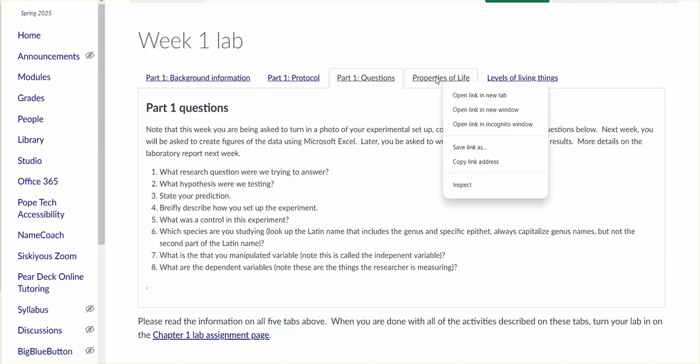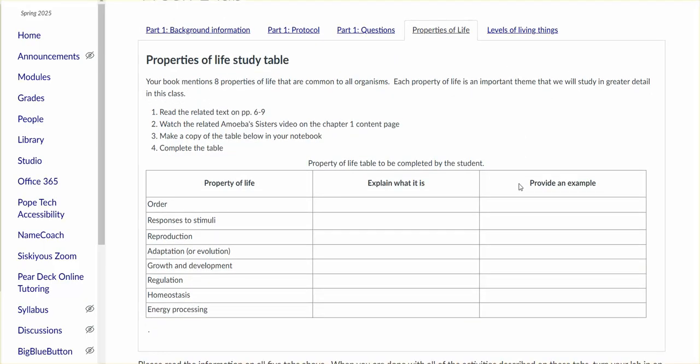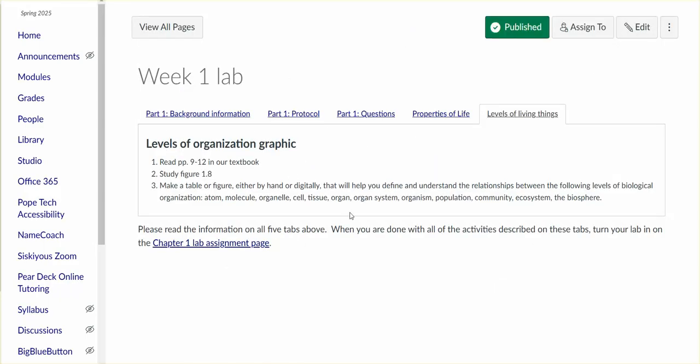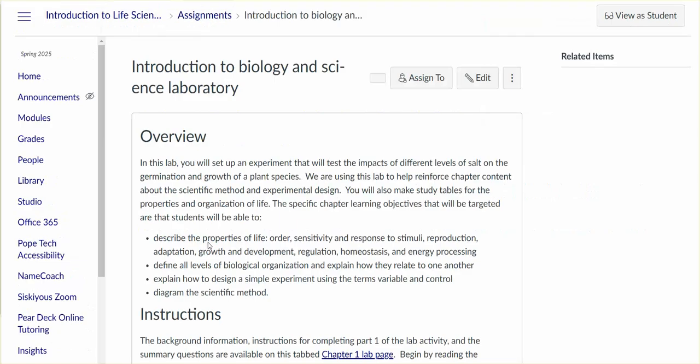And then I'm asking you to create a study table that relates to Chapter 1 content, and then also create a diagram. Many of our labs have these study tables or diagrams, and you will often see these concepts in the short answer questions on your exams. So these are to help you get ready to do well on those questions.